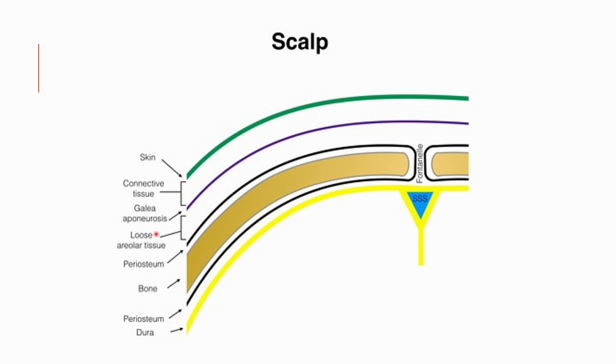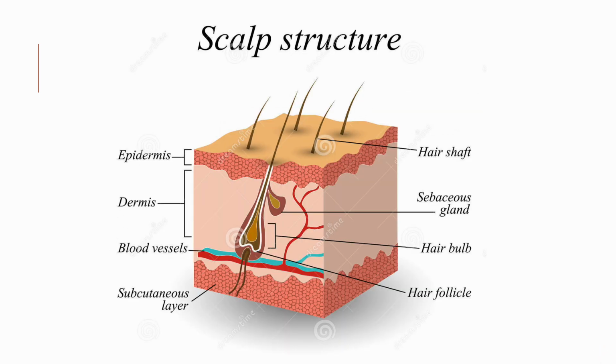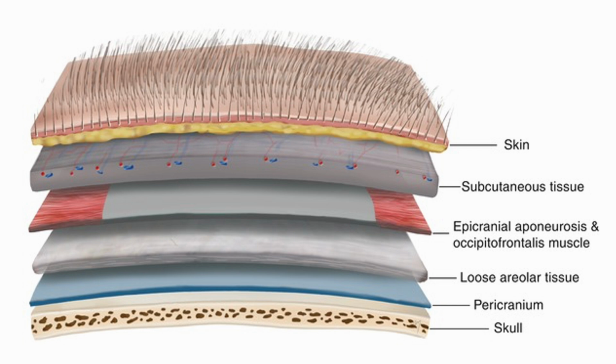The first 3 layers are bound together and work as a single unit. This unit can move along the loose areolar tissue over the pericranium. The skin of the scalp is thick and contains numerous sweat and sebaceous glands, a large blood supply, and hair follicles. The connective tissue, superficial fascia, is a fibrofatty layer that connects the skin to the underlying aponeurosis of the occipitofrontalis muscle and provides a passageway for the nerves and blood vessels.